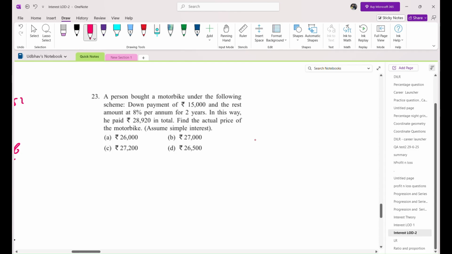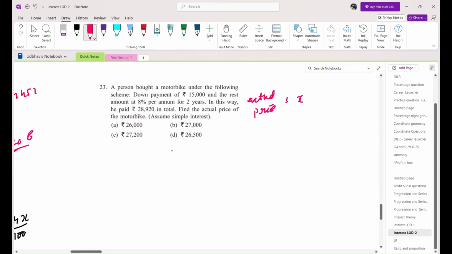A person bought a motorbike for the following scheme: down payment of 15,000 and rest amount at 8% per annum for 2 years. In this way he paid 28920 in total. Find the actual price of the motorbike. Okay, let's say the actual price is X.